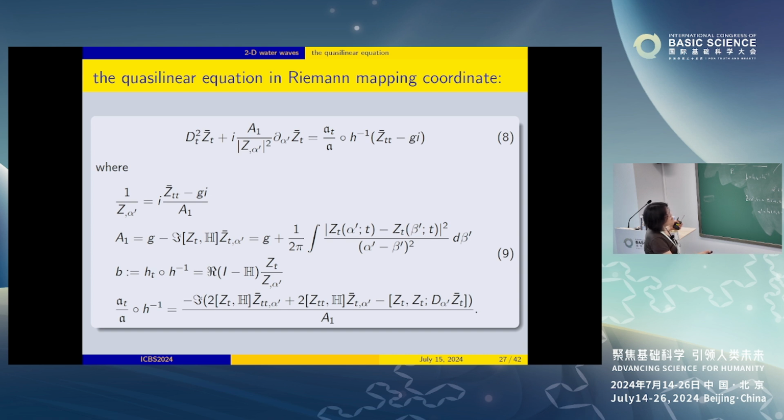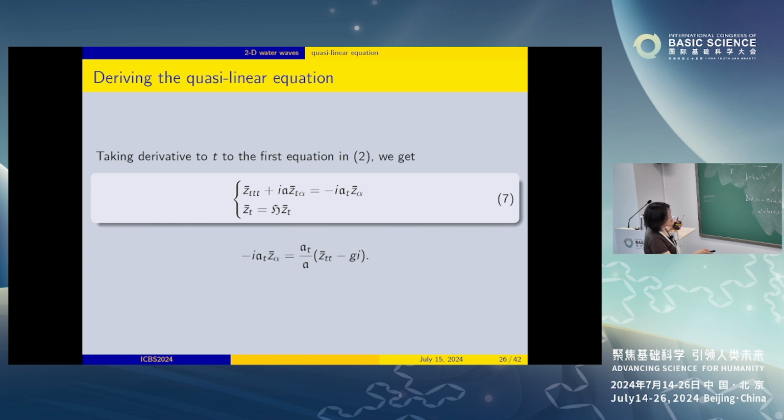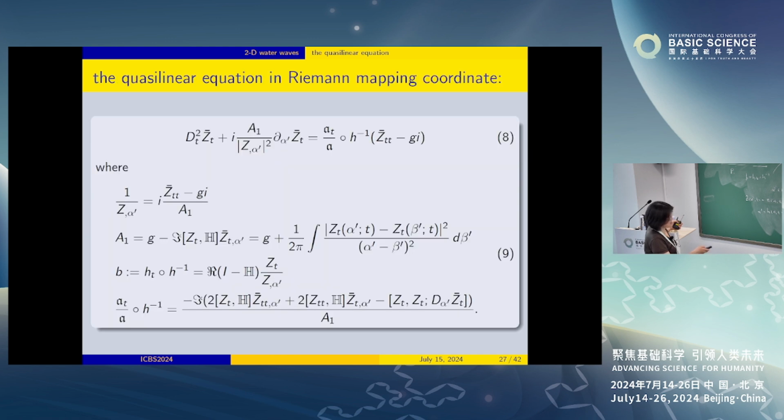It's like writing the same equation in the Riemann mapping coordinates, right? Because in Riemann mapping, everything is so much easier to compute. So this is the material derivative applied to velocity, and this is like i A ∂α Z_t. And the right-hand side, we can compute it to be this, okay? And the reason this is a lower order term is we know the commutator gives you a gain of derivatives, right? So this is a lower order term.